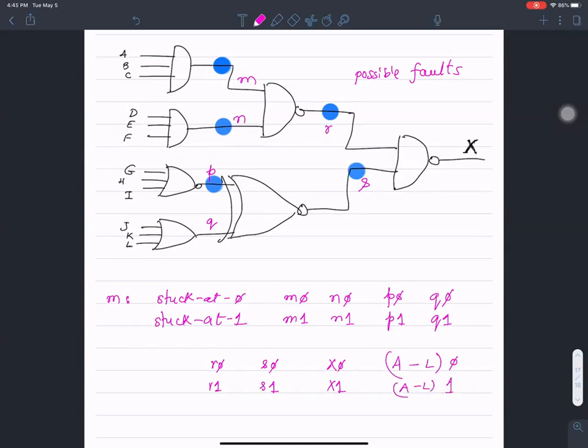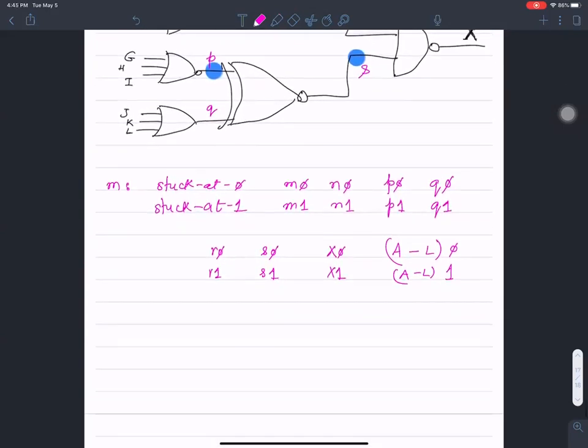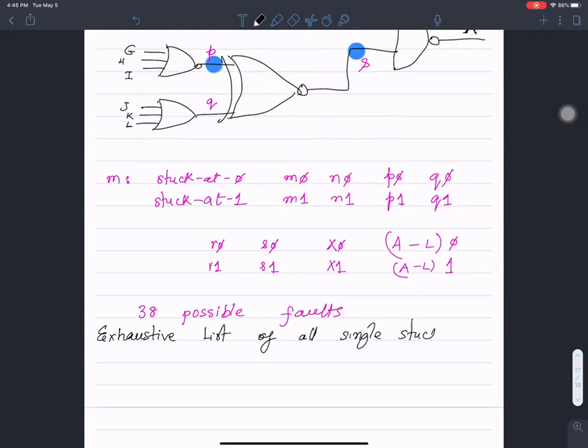So if you count the total number of faults possible, that comes out to be 7 plus 12, 19, so a total of 38 possible faults. So this is an exhaustive list of all single stuck-at faults possible in the circuit above.